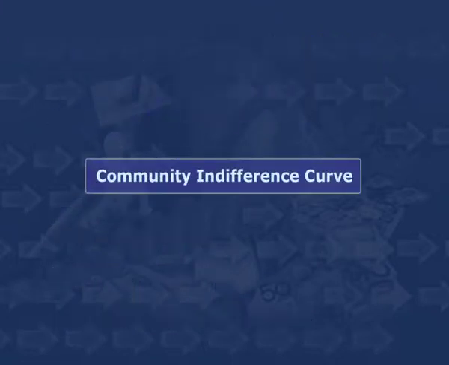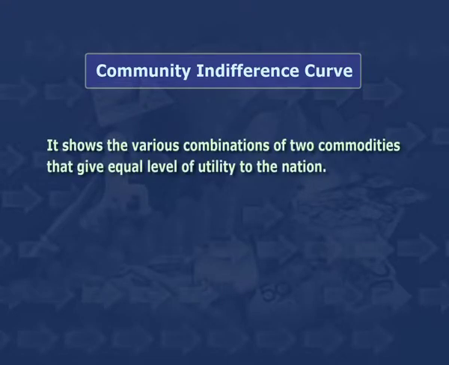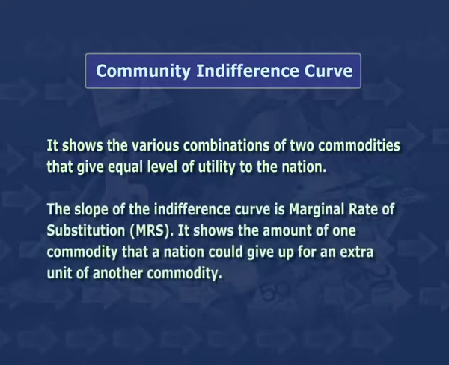Now, let us see the community indifference curve. The Ricardian theory deals with the supply side only. It does not consider the demand side. Now, we introduce the demand side of the theory through consumers' preferences. The preferences of the consumers can be explained through the indifference curve. The community indifference curve shows the various combinations of two commodities that give an equal level of utility to the nation. The slope of the indifference curve is the marginal rate of substitution. It shows the amount of one commodity that a nation could give up for an extra unit of another commodity.